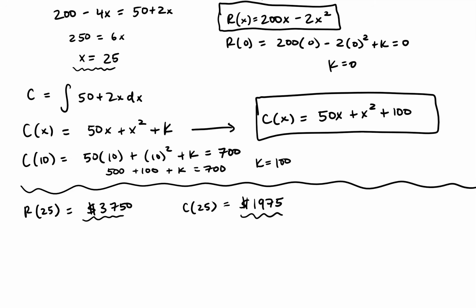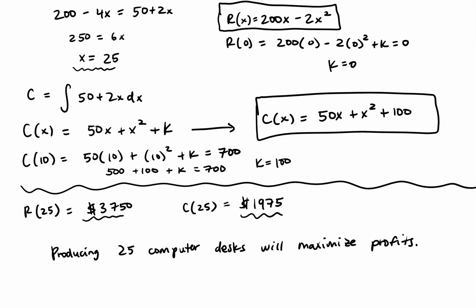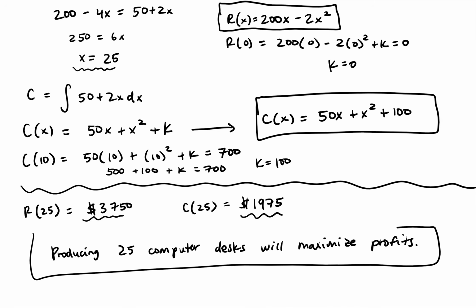So producing 25 computer desks will maximize profits. And that concludes this example.